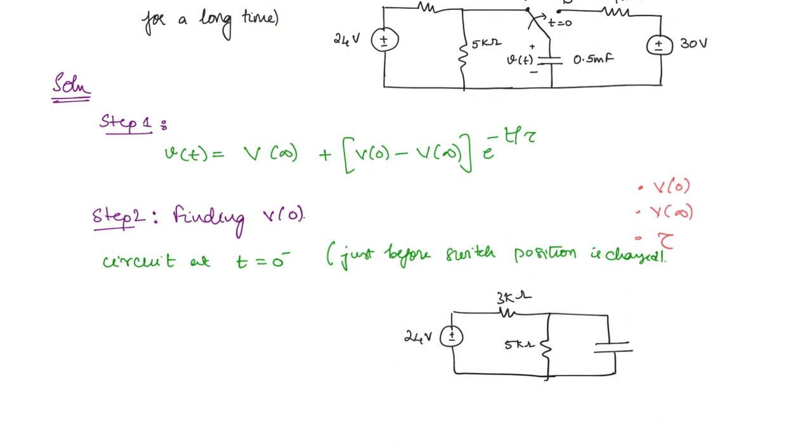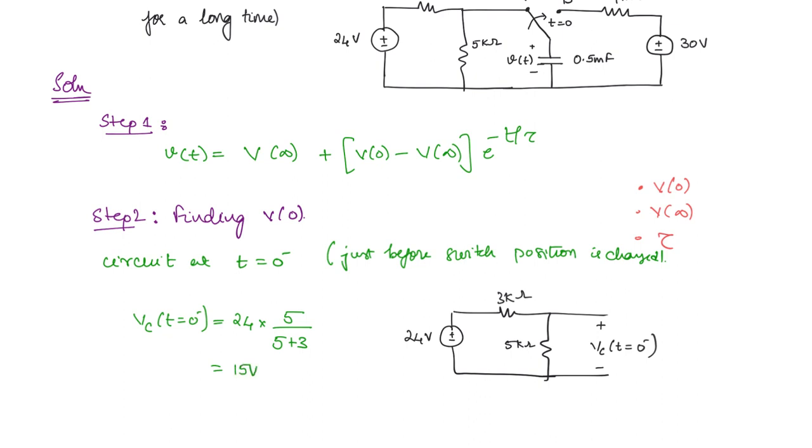So when steady state is achieved, how will the capacitor behave? It will behave like an open circuit. So at steady state you have Vc of t at t is equal to 0 minus. Now what will this be? This will simply be the voltage across this 5 kilo ohm. So you can find that by voltage division, right? It has been reduced to a voltage division problem. So Vc at t is equal to 0 minus is equal to 24 into 5 divided by 5 plus 3, which is 15 volt.